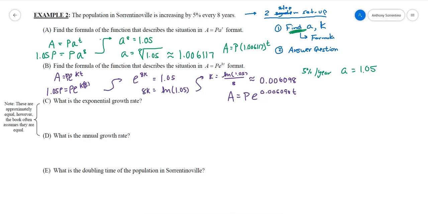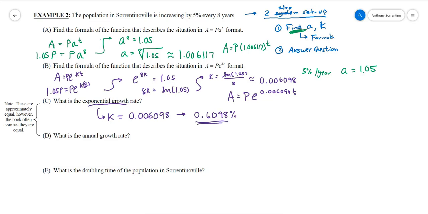Now here's the difference between an exponential growth rate and an annual growth rate. First of all, in many cases, your textbook treats them as being the same thing. So if it says 5% per year, for instance, they'll say that that's the same thing as the exponential growth rate. The exponential growth rate is K. And as we see here, that's 0.006098. And if I wanted to write that as a percentage, that would be 0.6098%.